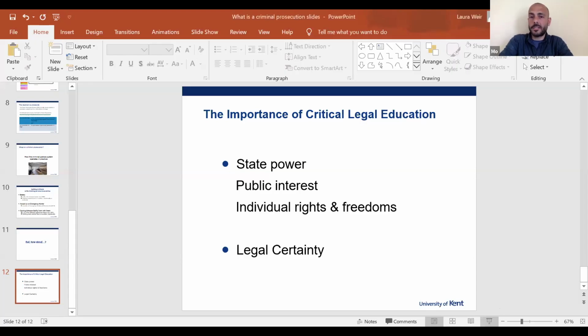Now, what I want to finish this section of our session with is to reflect a little bit more on the approach to take to studying law. Specifically, there is a long tradition of what we call critical legal studies that we have been doing at Kent. In fact, Kent Law School is one of very few law schools in this country who actively and proactively emphasise for students to adopt a critical approach to their legal education.